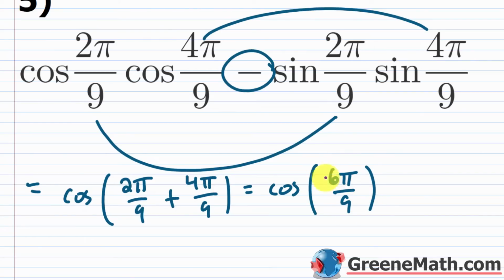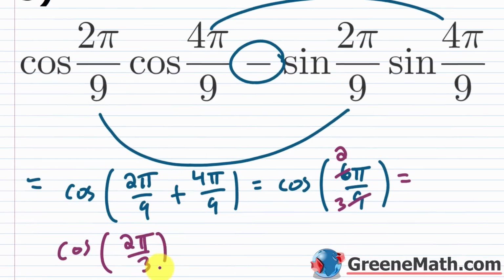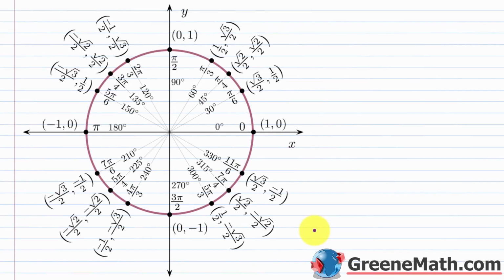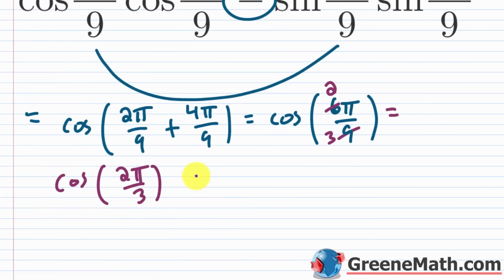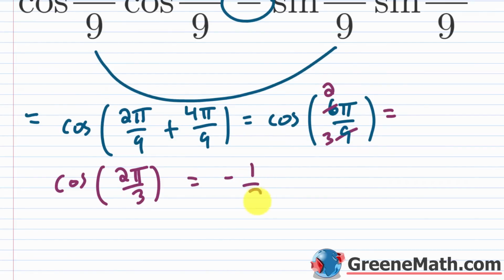Now I can reduce this fraction. 6 divided by 3 is 2, and 9 divided by 3 is 3. So this is going to be the cosine of 2 pi over 3. Now again, coming back to the unit circle, for 2 pi over 3, or 120 degrees, the cosine value is the x value from this point right here, so it's negative 1/2. So let's come back and just say this equals negative 1/2.